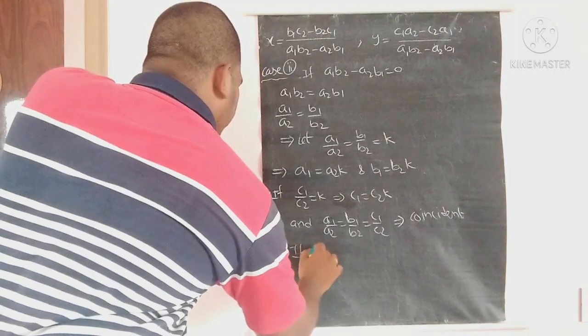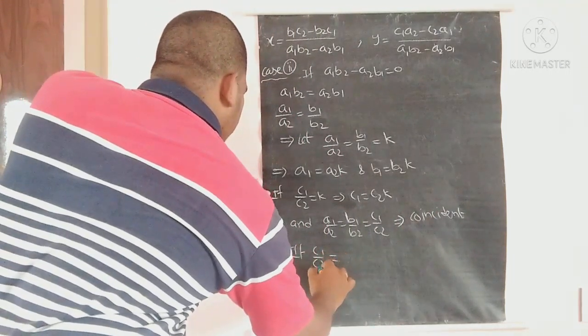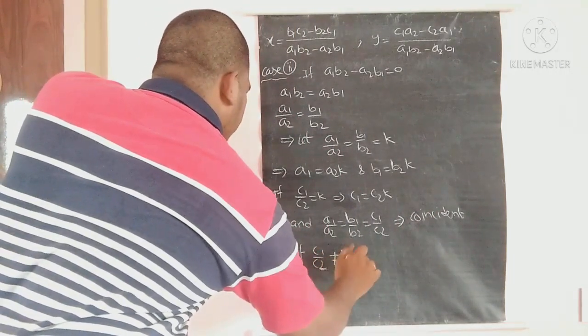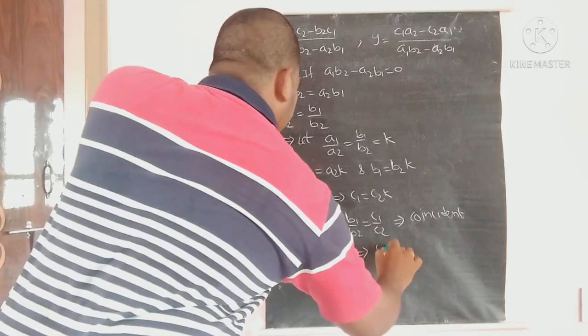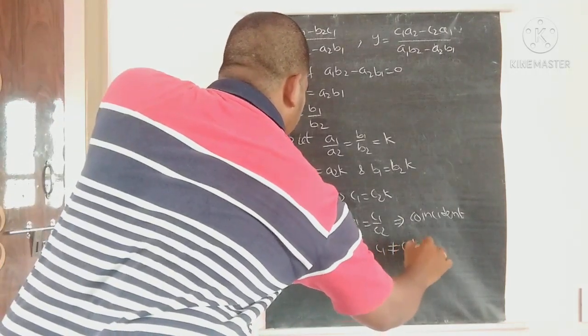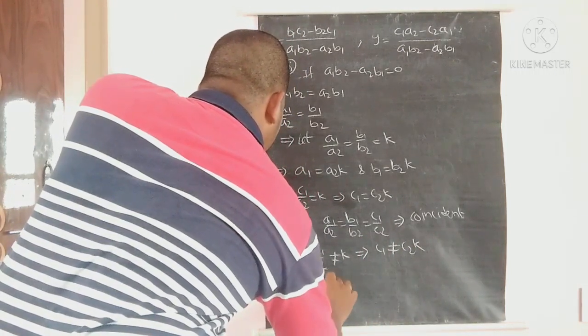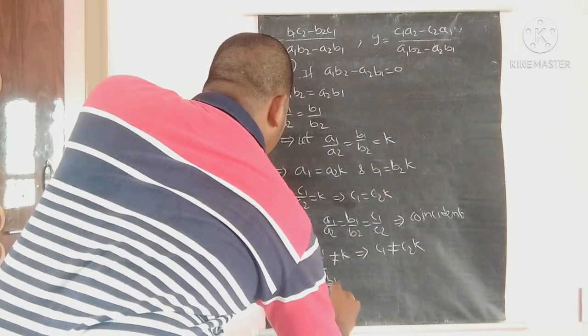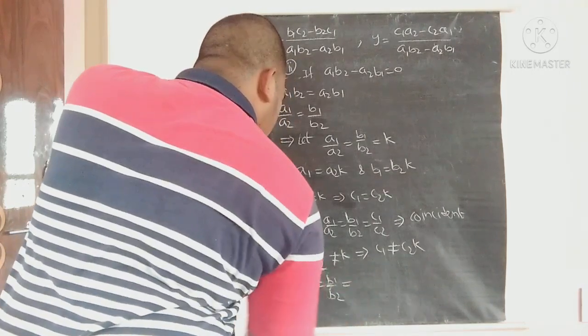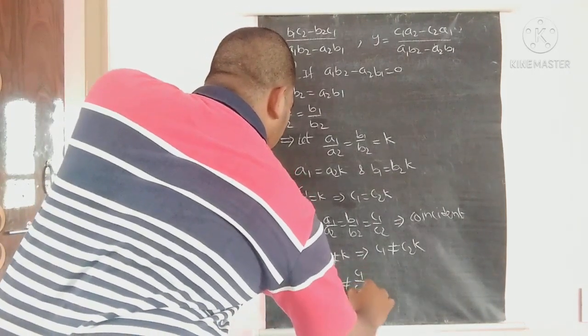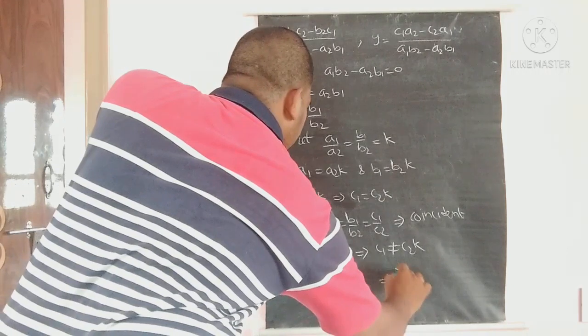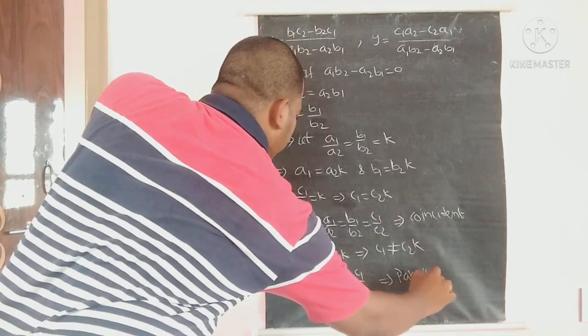And if C1 by C2 is not equal to K, that means C1 is not equal to C2K. Therefore, A1 by A2 is equal to B1 by B2 and C1 by C2 is not equal to K. So this value is not equal to K, so this represents parallel lines.